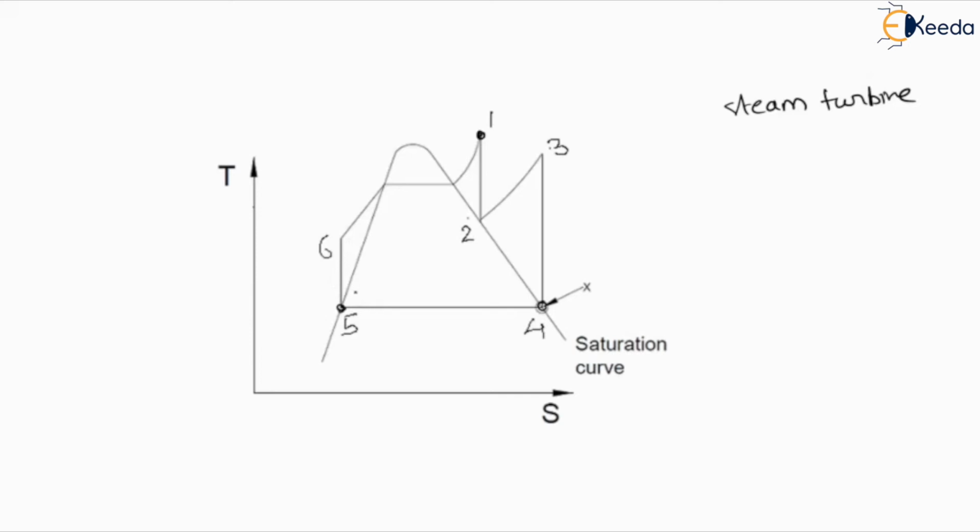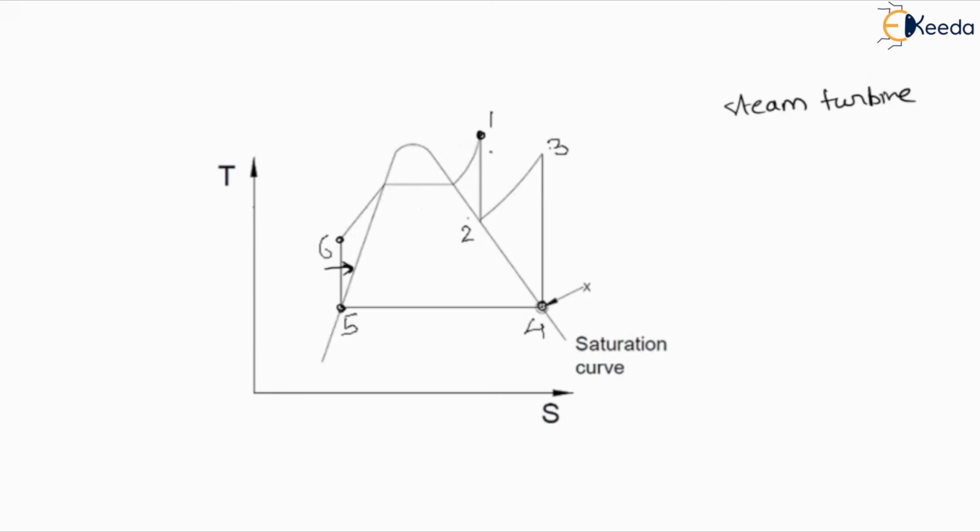So point 5 will go directly to point 6. 5 to 6 represents the pump work process, and it will be easier for us to transfer the liquid, or saturated liquid, to the boiler. So 5 to 6 represents the higher pressure condition. Now when it reaches point 6, from 6 to 1 we apply a constant pressure process, and the steam will be superheated in this condition. The steam which we get from 6 to 1 will be superheated steam.